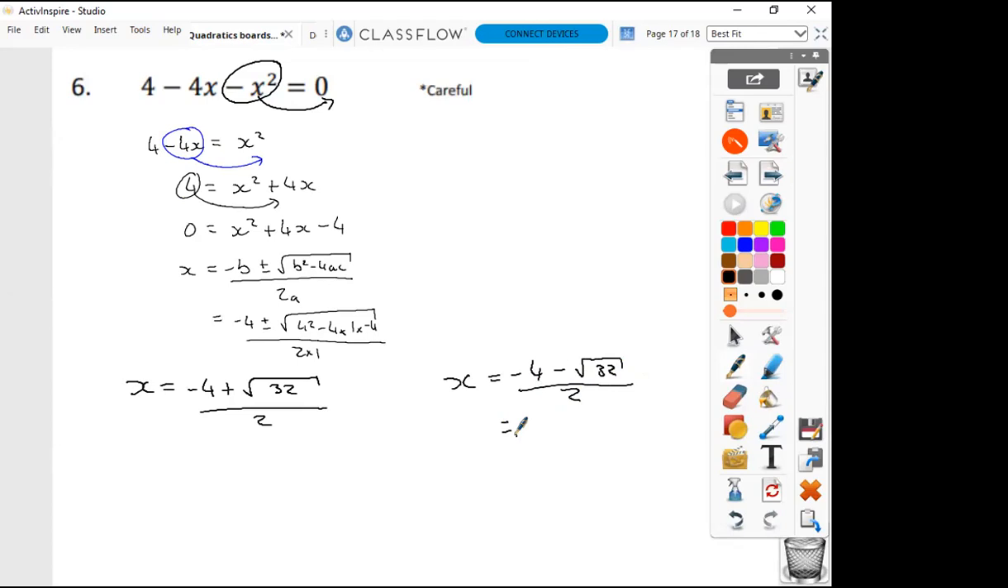-4 plus root 32. 0.82. How many decimal points? 1.8. X. Hopefully, if I look back at the answers. Negative 4.8 and 0.8. All right.